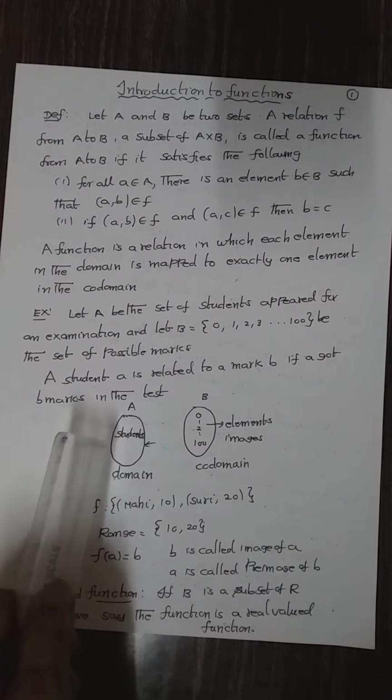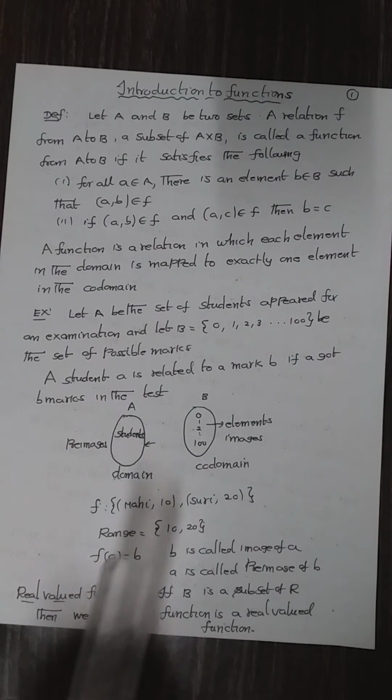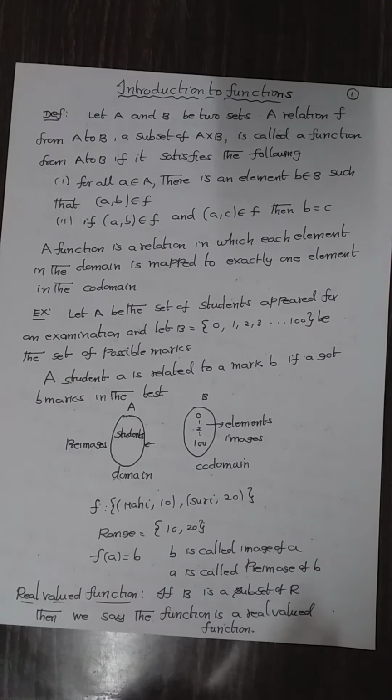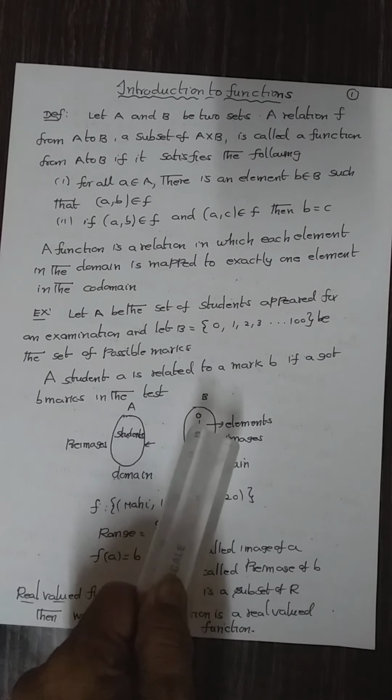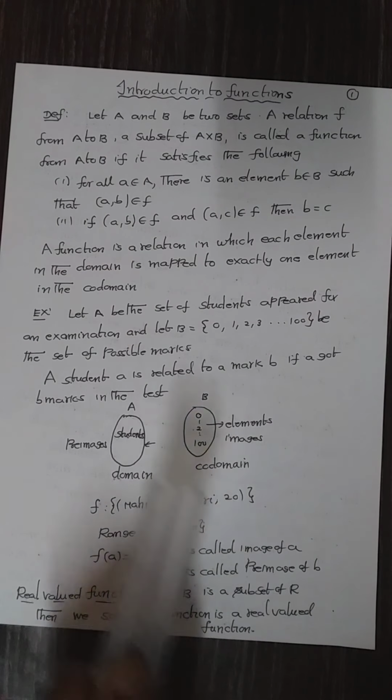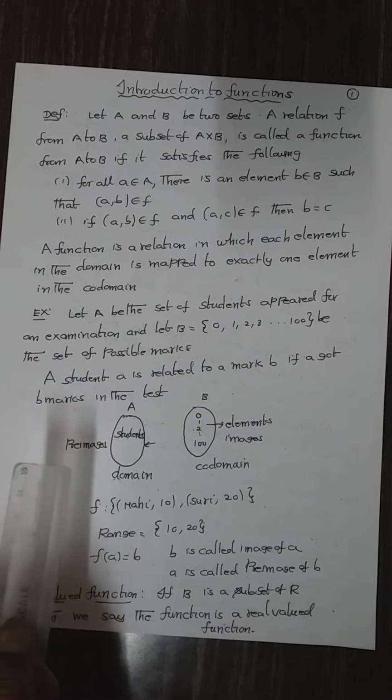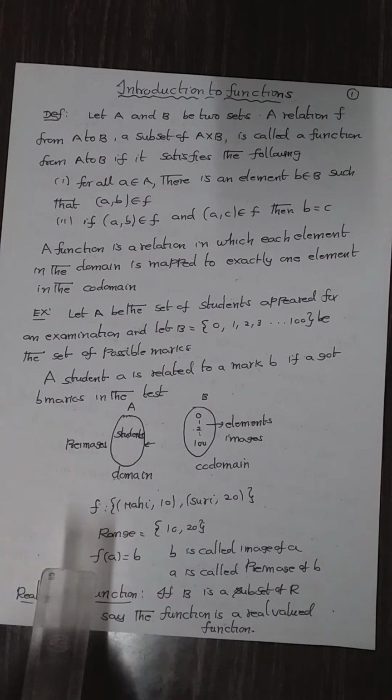So the domain is set A, the codomain is set B. The elements present in the codomain are images. The elements present in set A are pre-images. Okay, one example I told you.